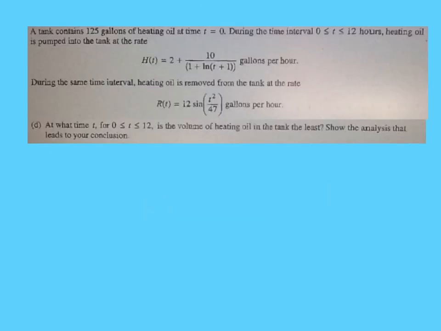One more piece here. At what time is the volume of heating oil in the tank the least? Show the analysis that leads to your conclusion. It's basically showing our work or justifying what we have to do here. So we want to know when do we get the smallest amount of oil? Well, the smallest amount is actually going to occur when h of t is equal to r of t. So at that instant in time, the level is not going up or going down.